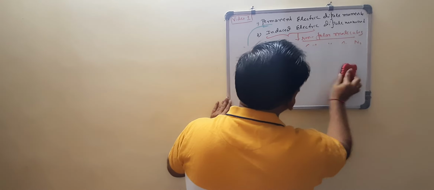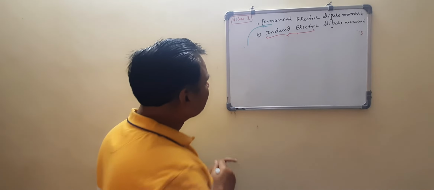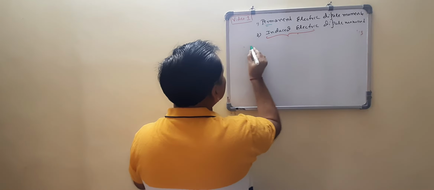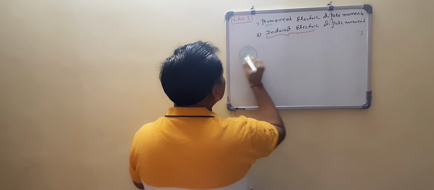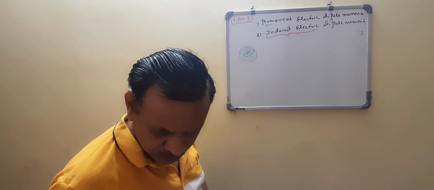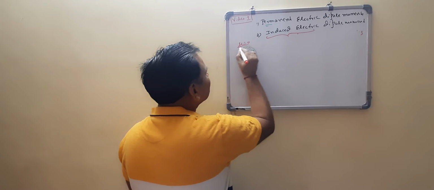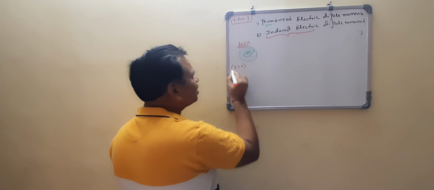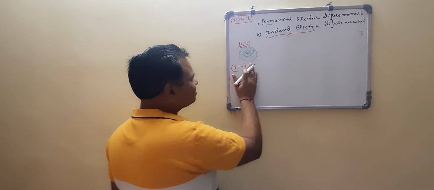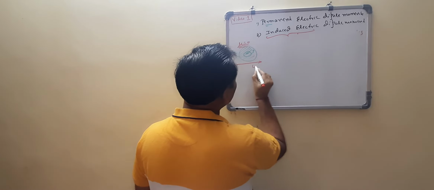Now, I will come to this one. Induced electric dipole moment. Okay, what is induced? Just now I told you in a non-polar molecule, this is the positive charge and this is the negative charge. There is a superimposition of positive and negative charges. So the dipole moment equals 0. Why is the dipole moment equal to 0? Because R equals 0.